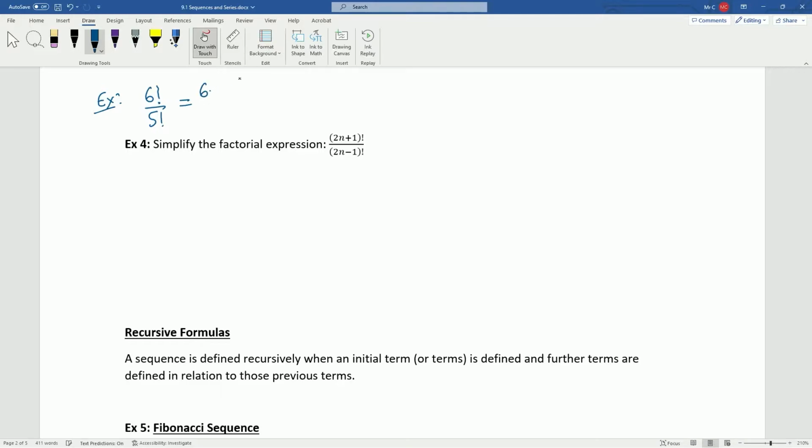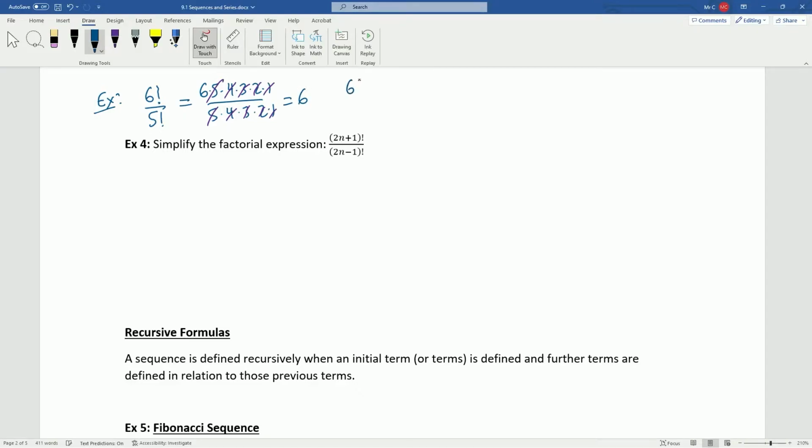I'm going to write a lot more than I need to right now just to illustrate this. 6 times 5 times 4 times 3 times 2 times 1 over 5 times 4 times 3 times 2 times 1. I could do this. This is really time consuming. And then I get left with 6, right?